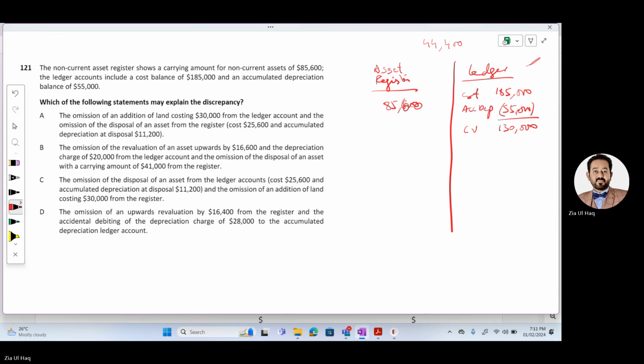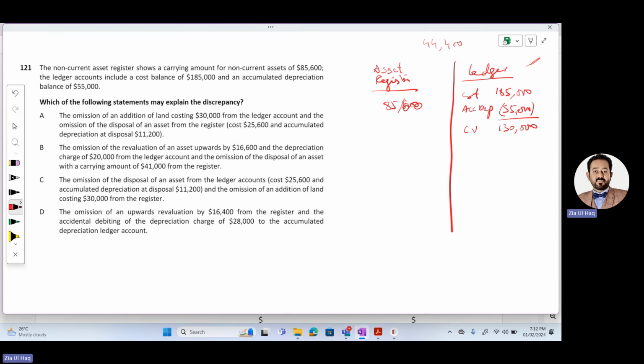A. The omission of an addition of land of 30,000 from the ledger account. This means 30,000 is omitted from the ledger. If we add this 30,000 to the ledger account, it will become even more. We could say there is an omission from the asset register, and we can add it and make the balance equal. But if there is an omission from the ledger account, the difference will become even more. So this is not the option.